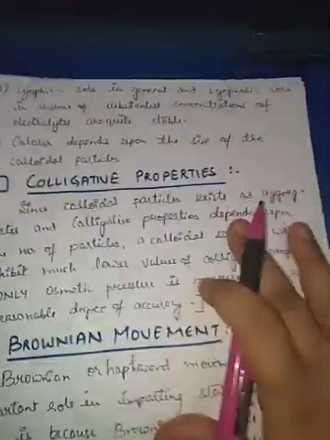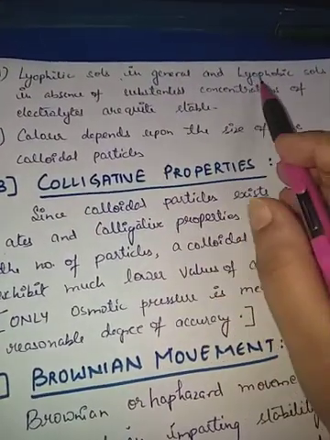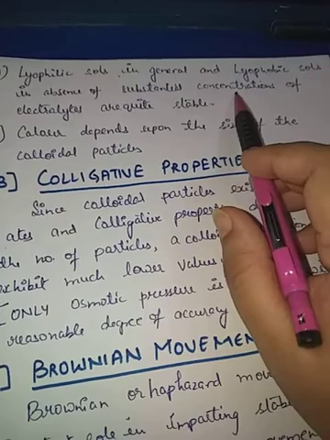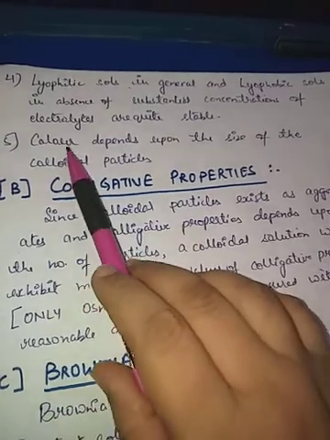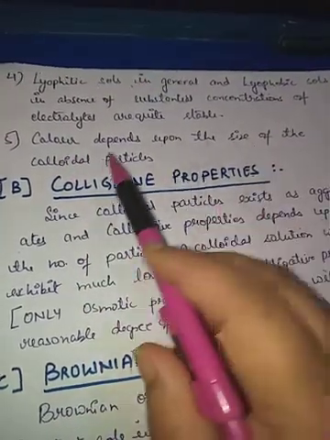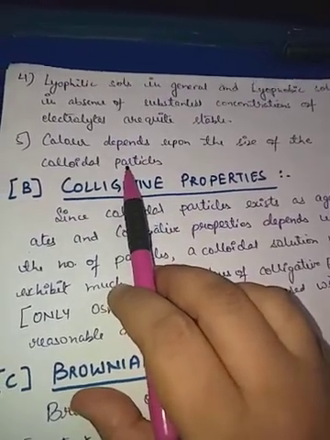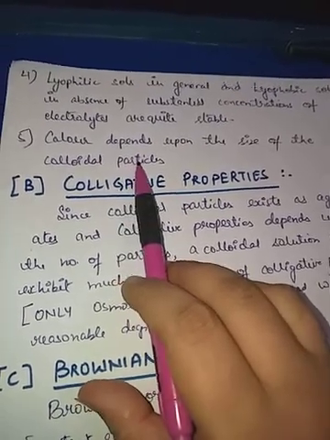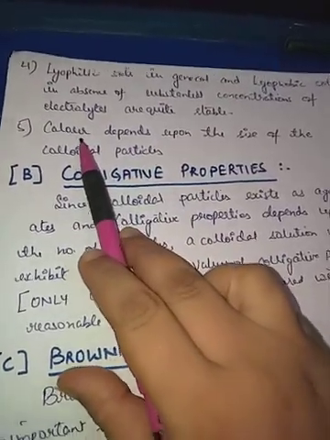The fourth one we will study is stability. In general, lyophilic sols are stable, but lyophobic sols, in the absence of a substantial concentration, become unstable if we change the concentration; otherwise they are also quite stable. The color of the sol depends upon the size of the colloidal particles, which scatter the light that falls on them, if the wavelength falls in the range of UV and infrared radiations, then it can give color.